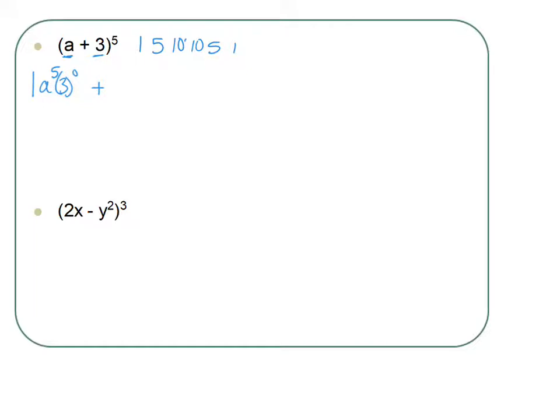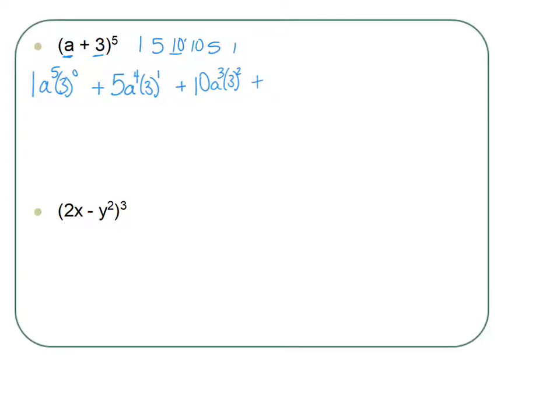All right, so the second term, after I would have done all of that, would get me a Pascal number, coefficient there of 5. And then my a is going to work its way down, so now it's to the 4th, while my 3 works its way up, it's now to the 1st. My next term, pulling from Pascal's triangle, I'll have a 10. A is going to be raised to the 3rd power, while 3 is going to be raised to the 2nd power. Plus, let's do it again.